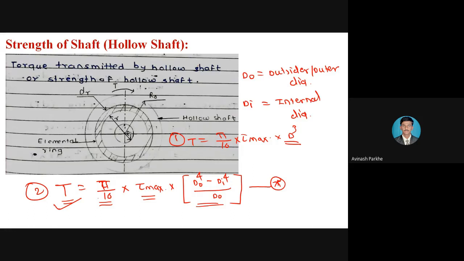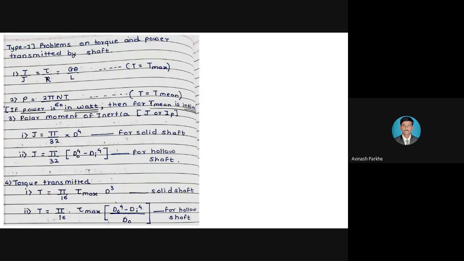Capital T is equal to pi by 16 into tau max. Same condition, the only difference is in their diameters. Okay. Now we will start with the numericals. So, type number one: the problems on torque and the power transmitted by the shaft.